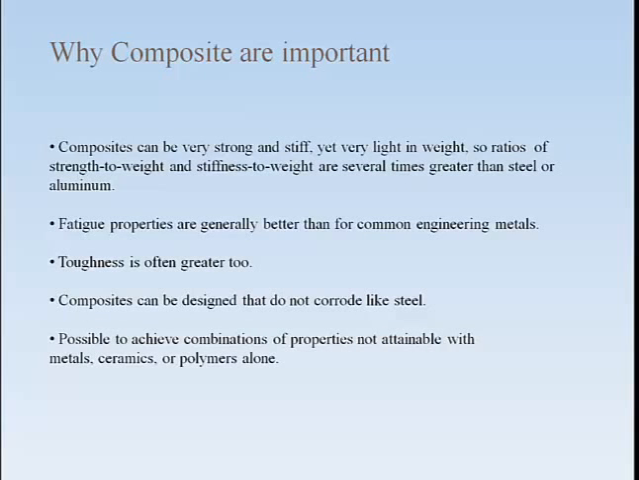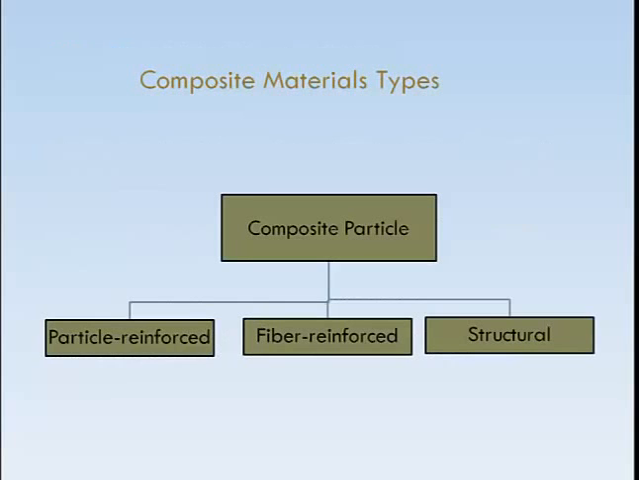Why composites are important? Composites can be very strong and stiff, yet very light in weight, so ratios of strength to weight and stiffness to weight are several times greater than steel or aluminum. Fatigue properties are generally better than for common engineering metals. Toughness is often greater too. Composites can be designed that do not corrode like steel. Possible to achieve combination of properties not attainable with metals, ceramics or polymers alone.